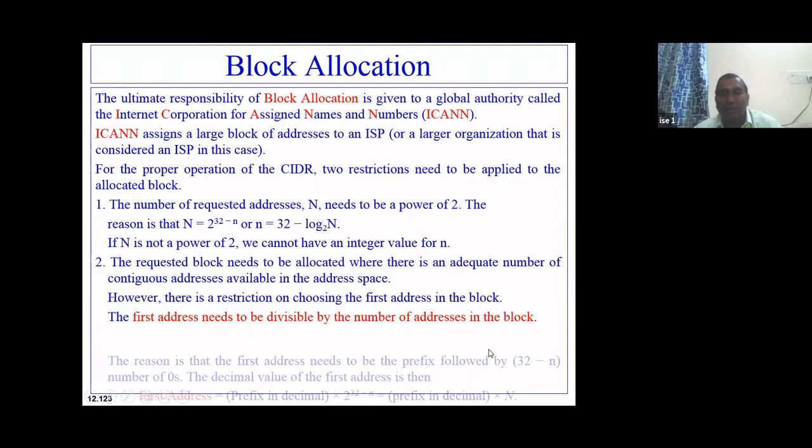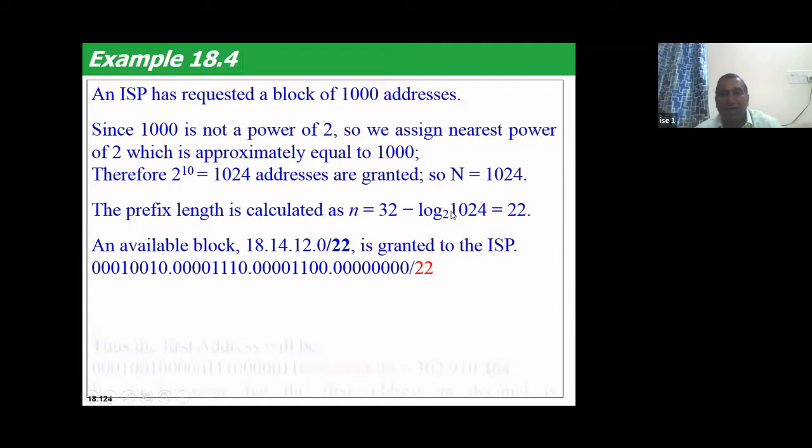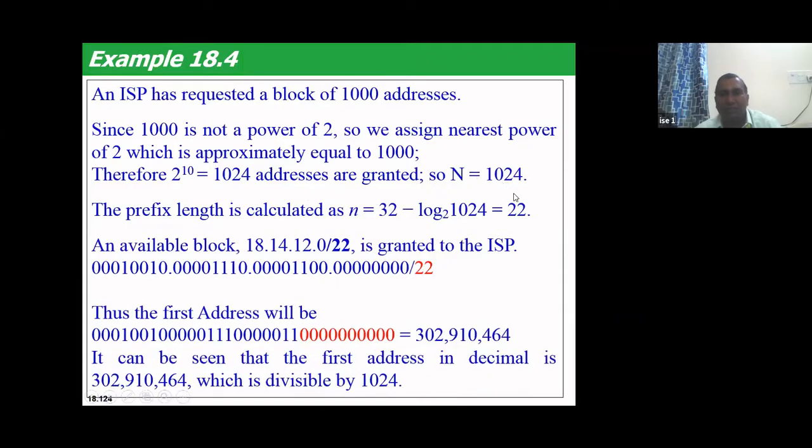The number of addresses in the block I have taken as 1024. Though I had asked for 1000, I was given 1024. And you can see this big number, the first address, is divisible by this. Can anybody solve and check whether 302910464 is divisible by 1024? Check it fast and tell me.